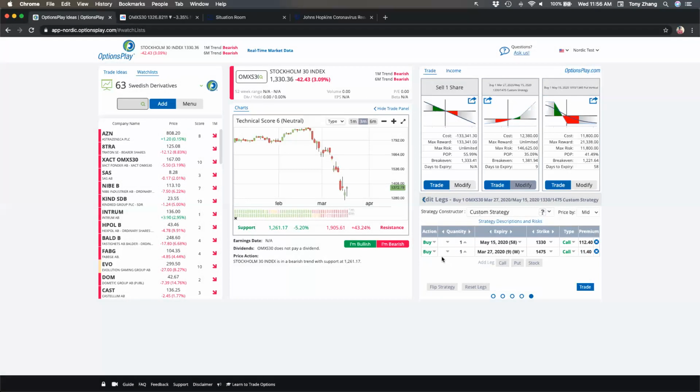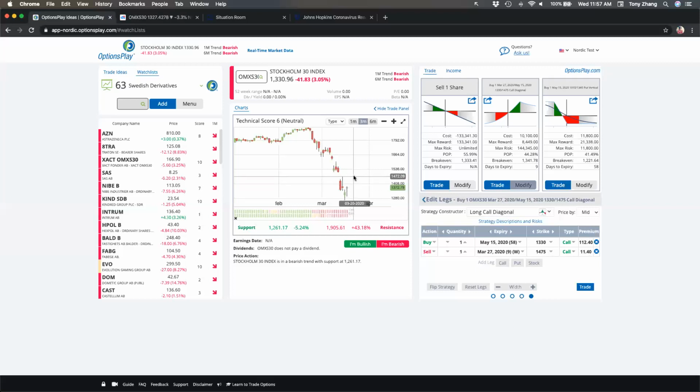So what I'm doing here is buying the 1330 call option for May, which gives me upside all the way out to May. It cost me 112 crowns. Then I'm going to sell the 1475s for next week for 11 crowns. That brings my cost down by roughly 10%. And as long as the index doesn't rally above 1475 by March 27th, I keep the premium on the 1475 call option, and I can sell another call option again.